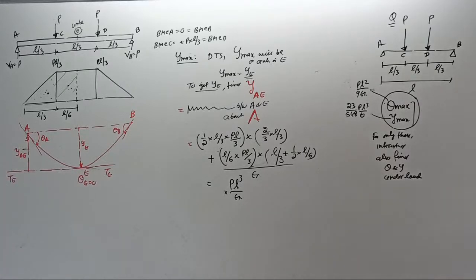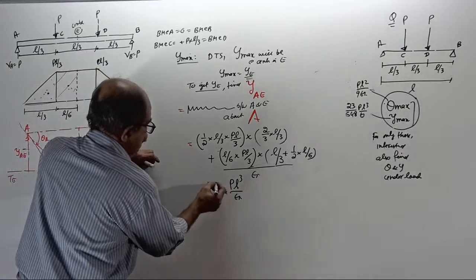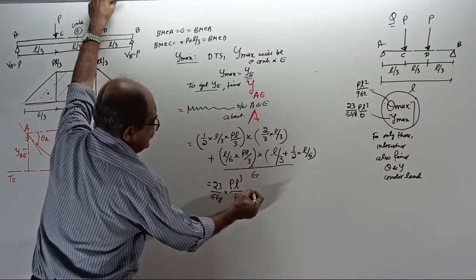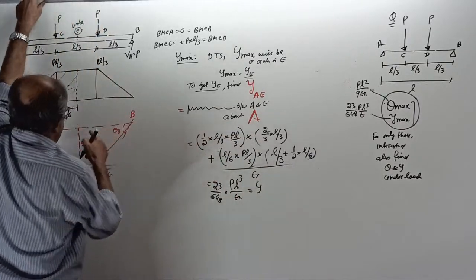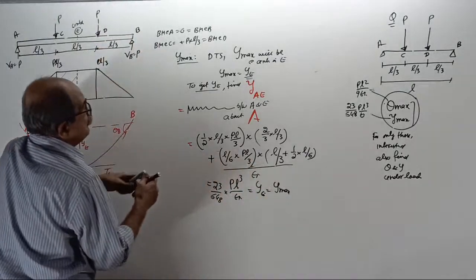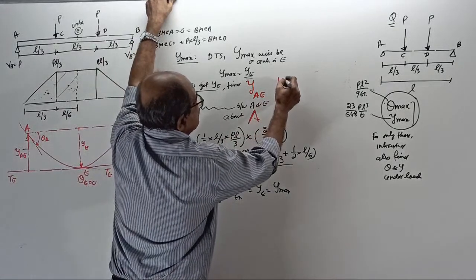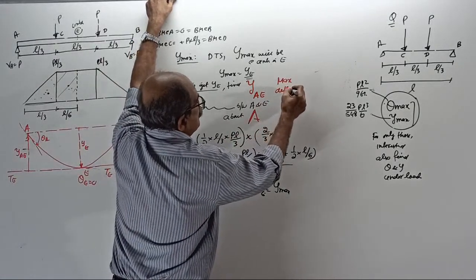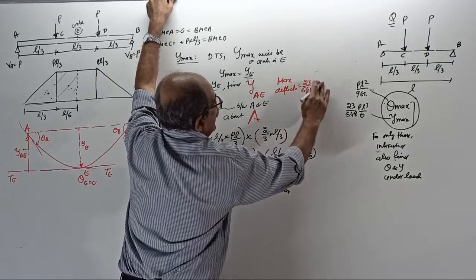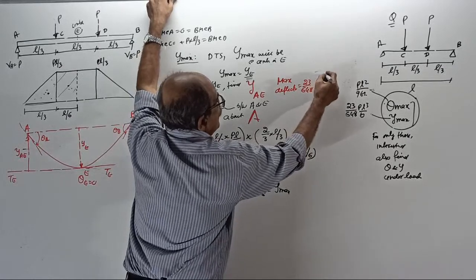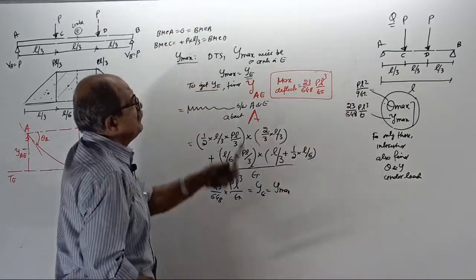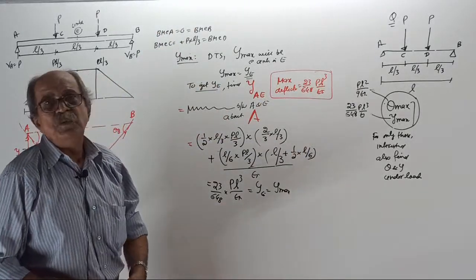Thank you. 23 by 648. 23 by 648 over. That itself is equal to what? Whatever you got, YE equal to Y maximum. Therefore, the maximum deflection equals 23 by 648 PL cube by EI is the answer.